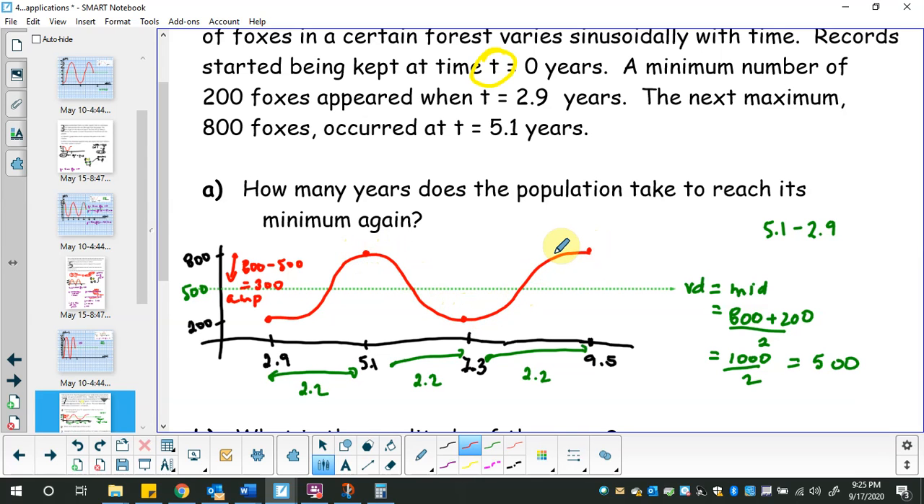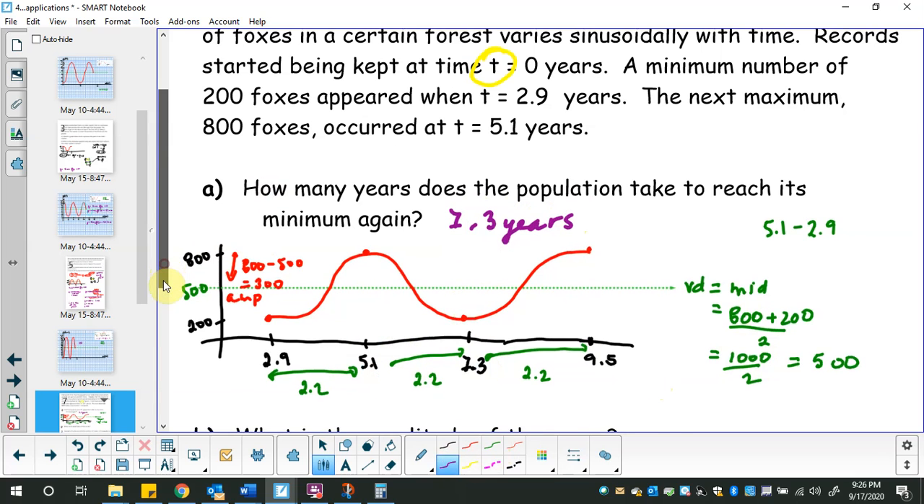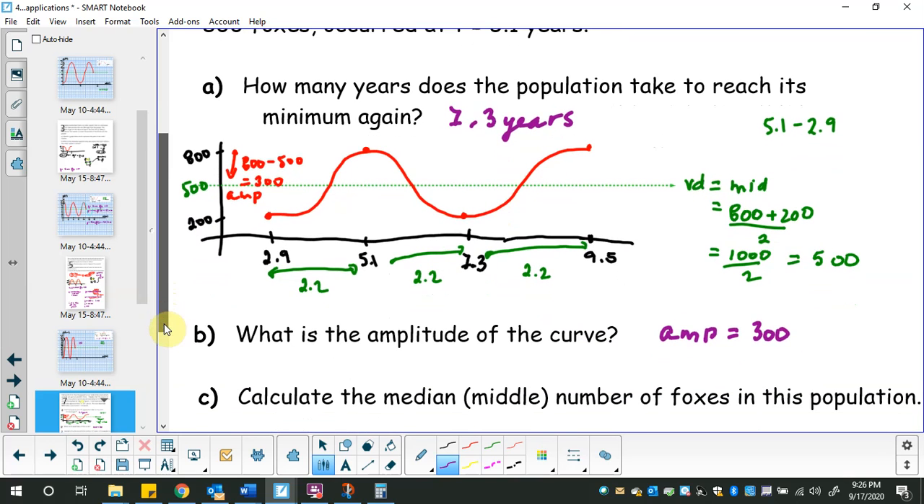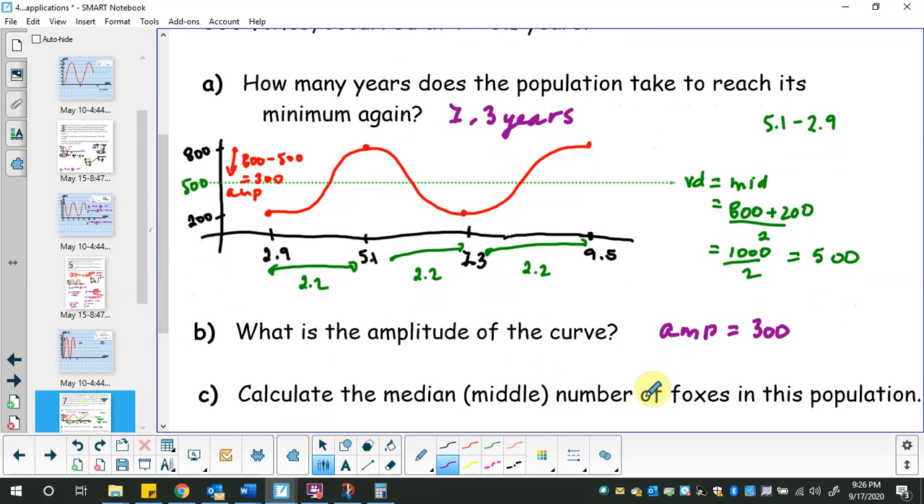So let's see how many questions I've answered for this. The first question was, how many years does the population take to reach its minimum again? The minimum is here, and I have an answer for that, which is 7.3 years. And in all this doodle, I'm willing to look up how you found that. No big deal. Next question, what is the amplitude of the curve? Got that too. Next question, calculate the median, the middle number. I have that as well.